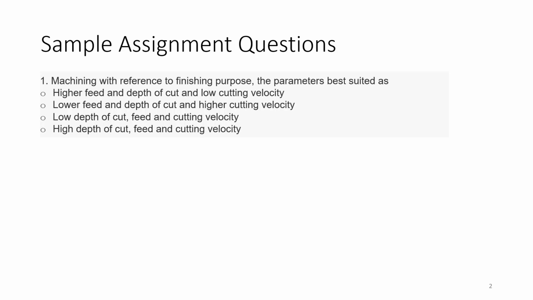So first question is: machining with reference to finishing purpose, the parameters best suited are? Your options are: higher feed and depth of cut and low cutting velocity; lower feed and depth of cut and higher cutting velocity; low depth of cut, feed and cutting velocity; or all of these, high depth of cut, feed and cutting velocity. So the answer for the finishing operation will be the second one.